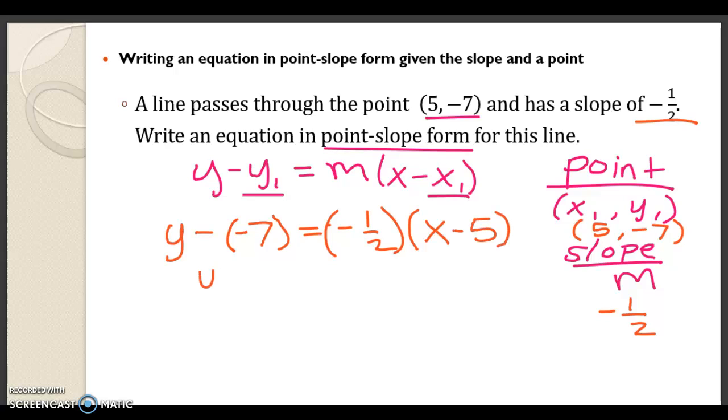Now I can simplify this a little to go y plus 7 equals -1/2 times (x minus 5). That's point-slope form, and that's all I need to do for this topic.